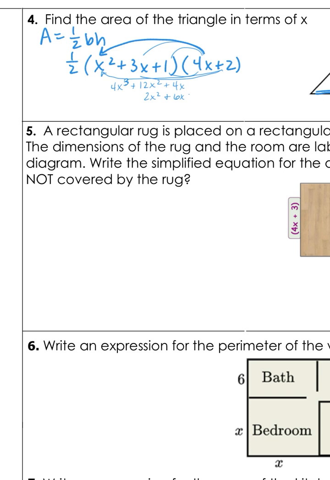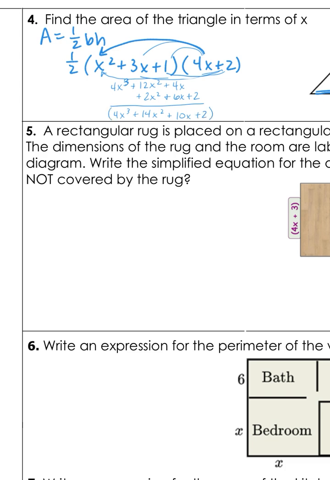And 4x times 1 is another 4x. Did I miss something? It seems like I missed something here, but no, it's not 4x. So this is not correct. Let's try that again. We're distributing the 2. So 2 times 1 is just 2. There we go. So now I have 4x to the third plus 14x squared plus 10x plus 2.